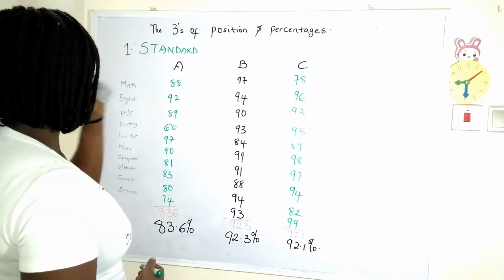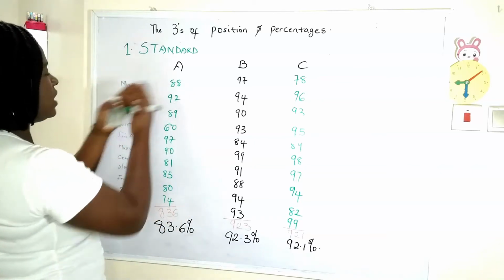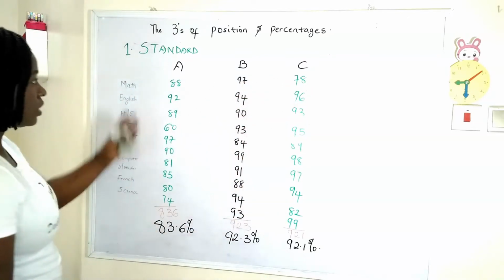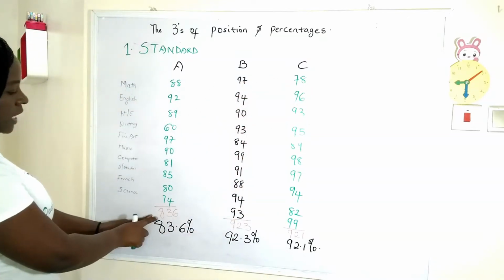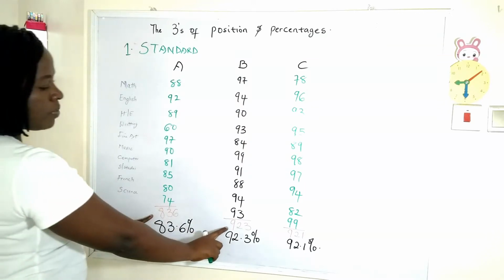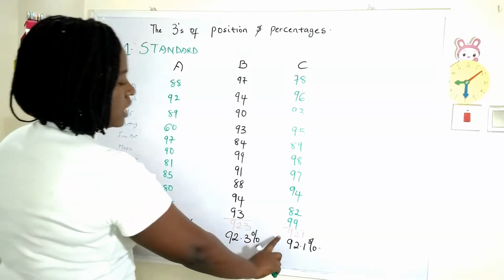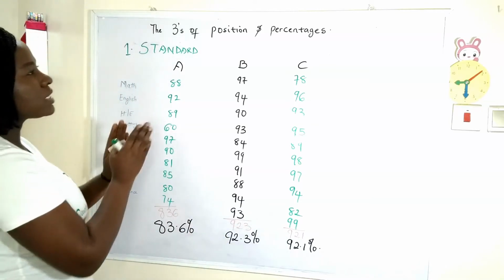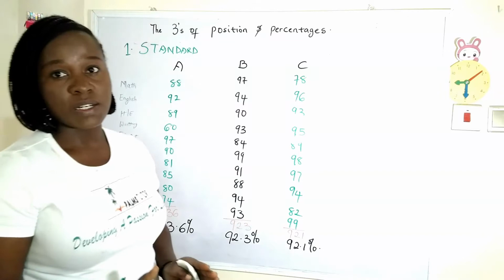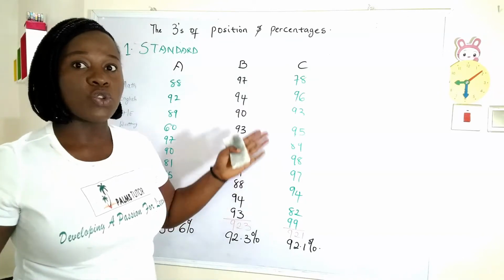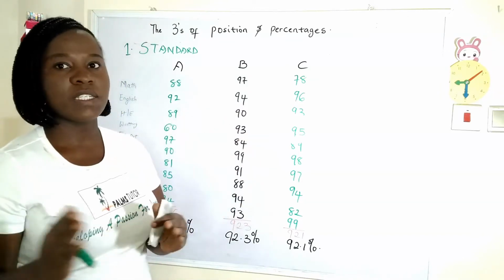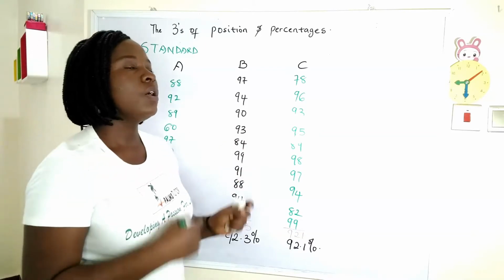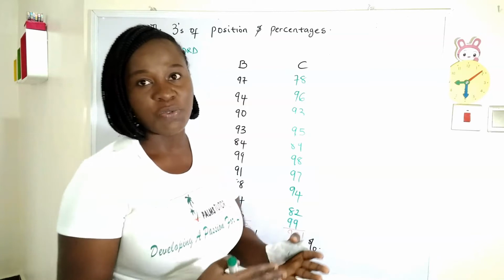Now, child A has 88 in math, this one 97, this one 78. I won't go through all of the scores, but overall, child A has 836, B has 923, and C has 921. Now, percentage is a measure of standard. It brings everything to 100. Percent: cent means 100, per means out of. So we are trying to look at what this child scores out of 100.